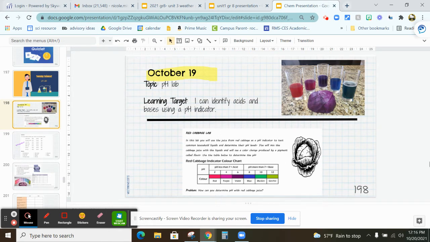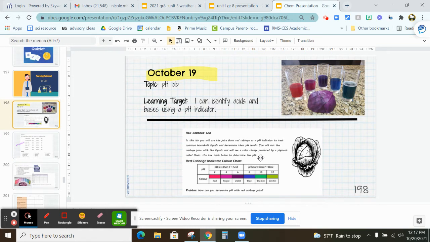It says, in this lab, you're going to use the juice from red cabbage as a pH indicator to test common household liquids and determine their pH levels. The students then mixed cabbage juice with the liquids, and they noticed a color change produced by a pigment called flavin. The chart below was a reference chart to help them determine what the pH was.